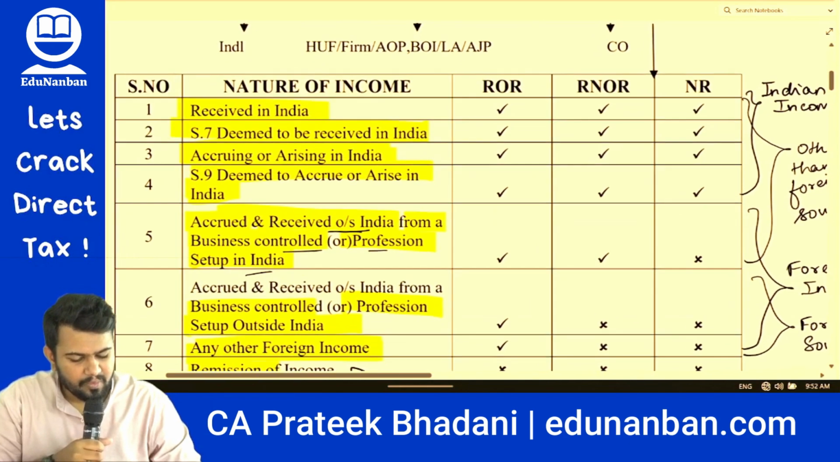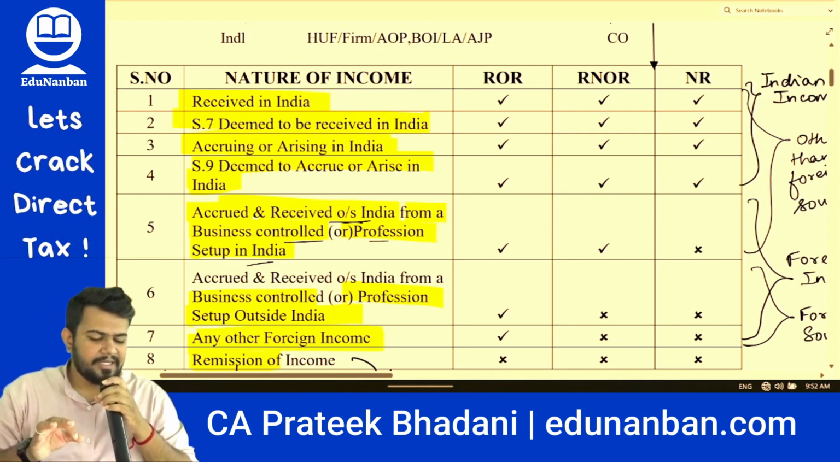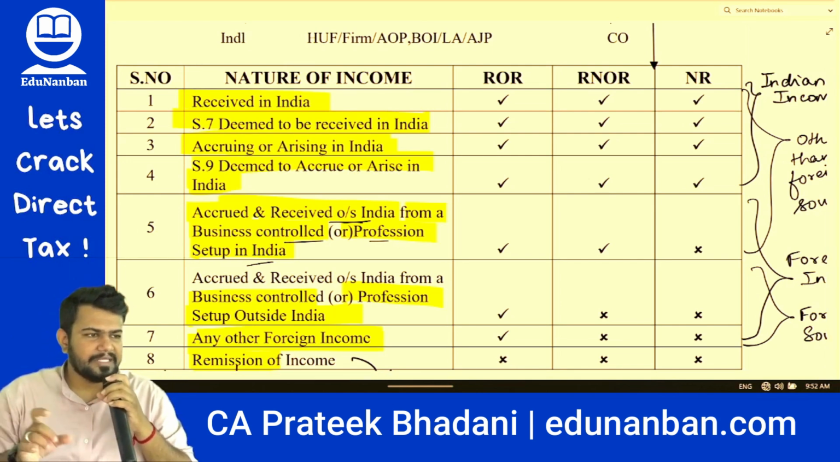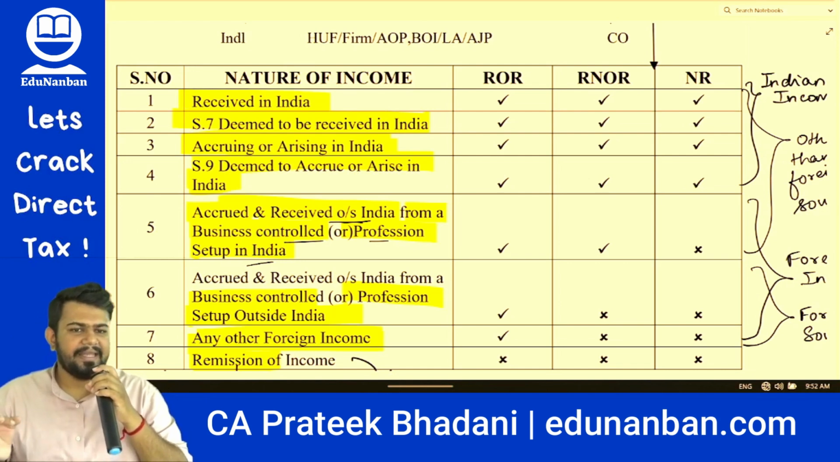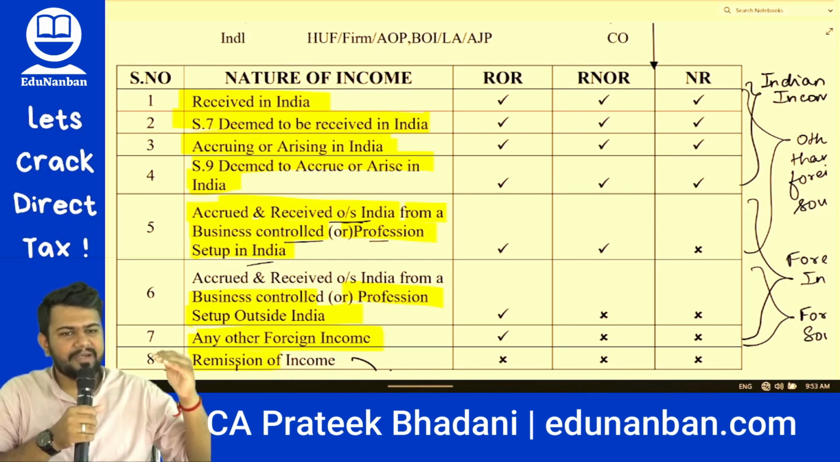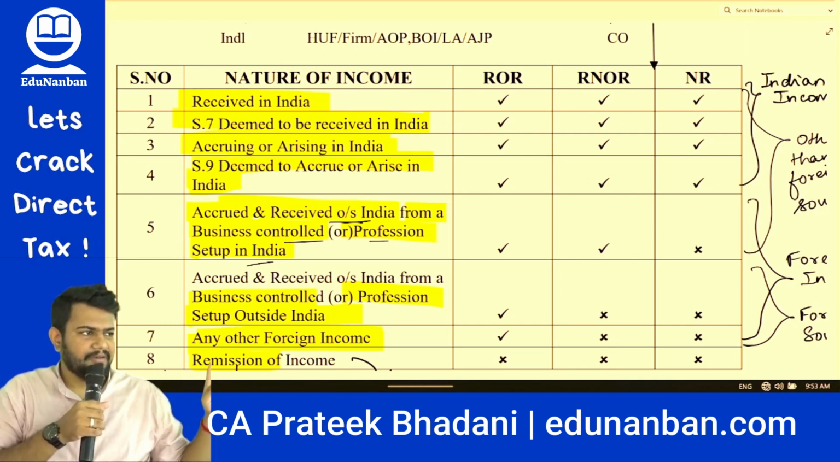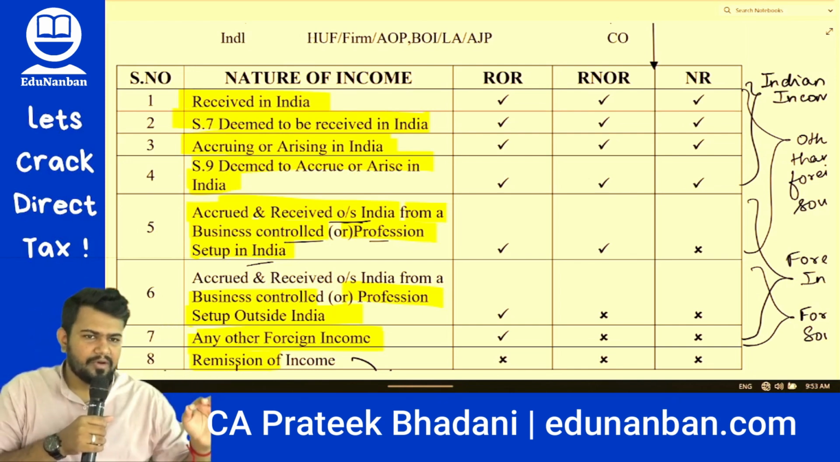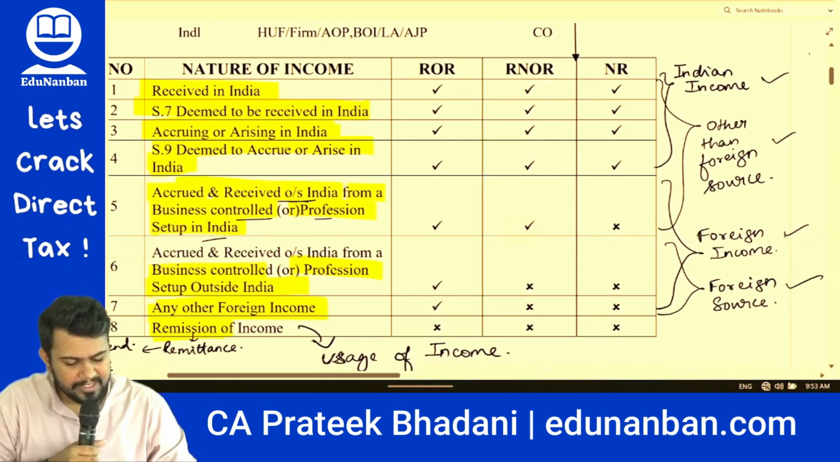Fine. Now, what is Indian income? Indian income means income received in India, income deemed to be received in India, income accruing or arising in India, and income deemed to accrue or arise in India. These 4 types of income are called Indian income. It is taxable for everyone. ROR also, RNOR also, NR also. Taxable for everyone. Now let's come to the next one.